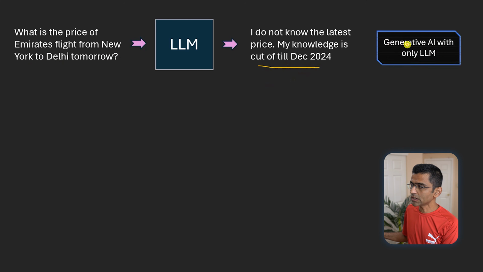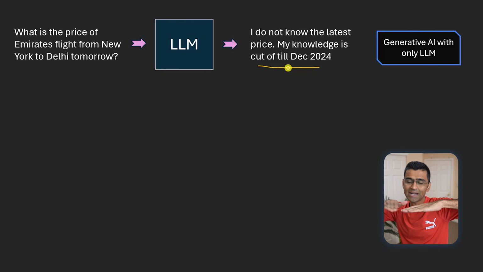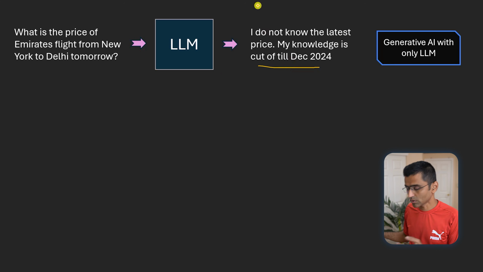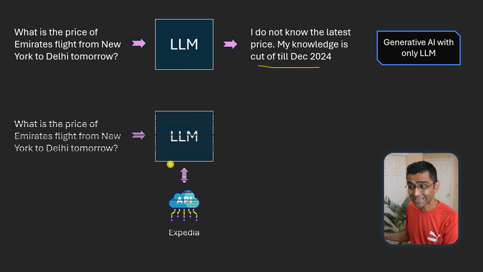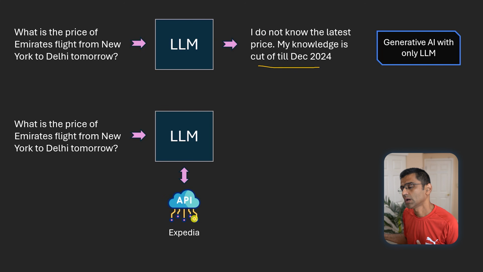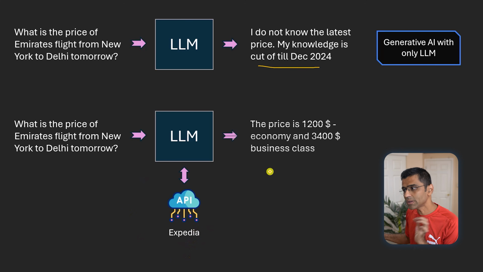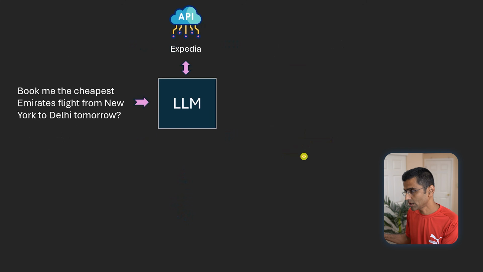So this is generative AI with only an LLM. GPT-4, Claude, whatever model you are using, it will have a knowledge cutoff, that it's trained until that point in time. And any event that happens afterwards, it won't have the knowledge. But you can give it access to some external API. Let's say you give it access to the Expedia API or MakeMyTrip API, some travel API, then it will be able to call that API and pull the latest price, okay?